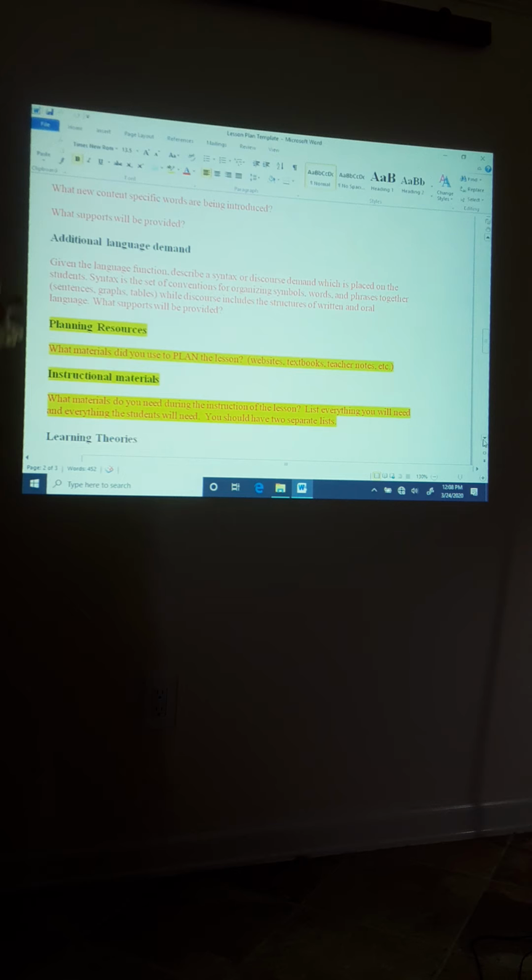That's why I said from the very beginning that standard, objective, and assessment have to be tight. If they're tight, the whole lesson plan will flow. If they're wonky, you're going to run into trouble. And this is where you're going to find your problems, right down here. I hope that makes sense.